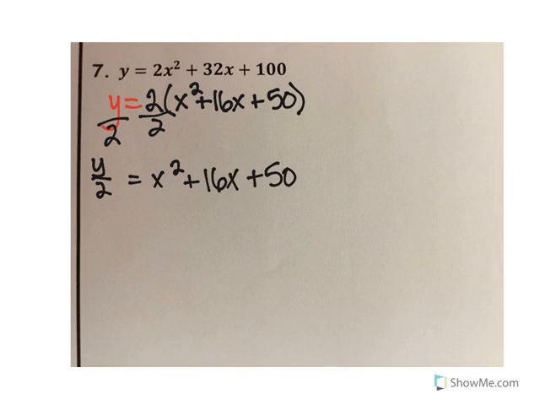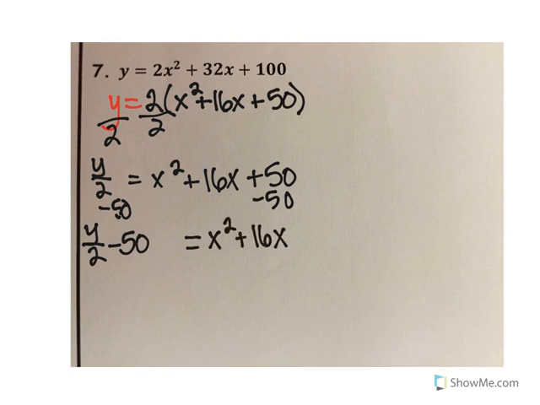Now I'm going to move the 50. I'm going to subtract 50 and get it over to the left side. So move it over. Here's what we have in our storage area. Y divided by 2, take away 50, leave space, equals x squared plus 16x.